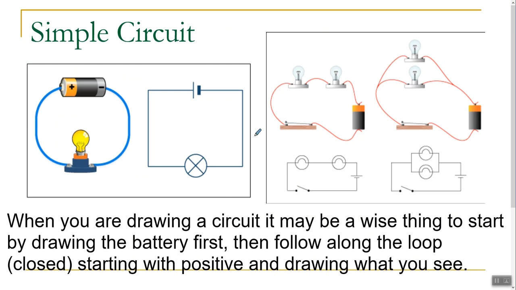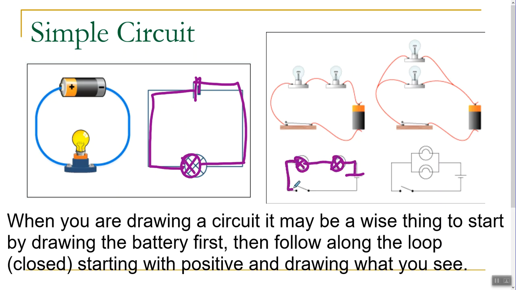How do we draw a circuit? I always recommend starting with the positive side and then drawing all your pieces as needed. And by doing that, you're able to follow the path a little bit easier. So like this can be really easy to mess up. So what I do is I start with the positive side of the battery, draw my schematics, and then continue on my merry way.